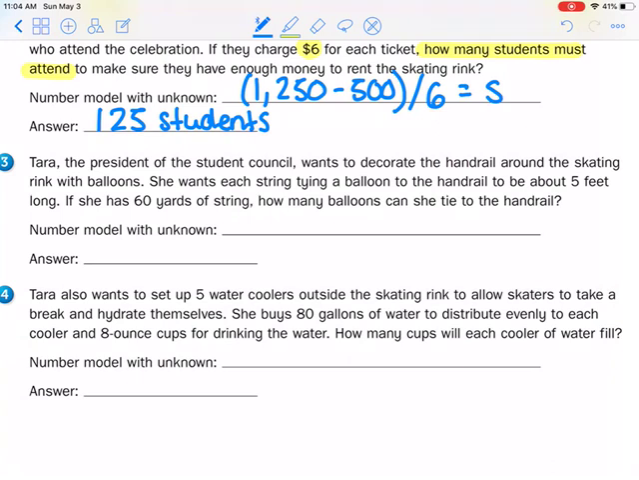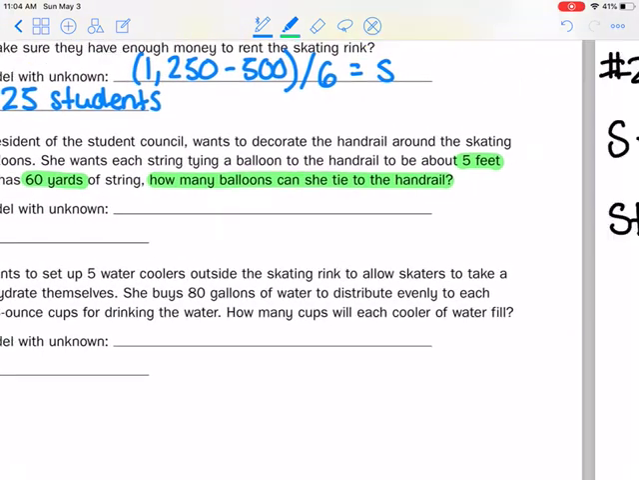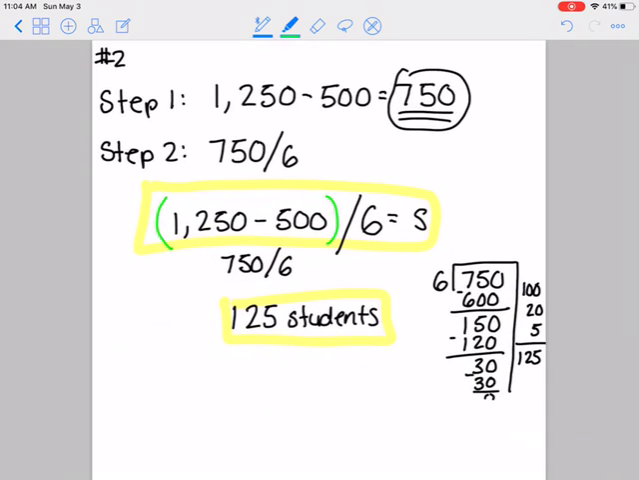Tara, the president of the student council, wants to decorate the handrail around the skating rink with balloons. The handrail is the railing that goes around the whole skating rink that allows you to hold on. She wants each string tying a balloon to the handrail to be about 5 feet long. If she has 60 yards of string, how many balloons can she tie to the handrail? Okay, so we're going to go over here to our scrap paper.